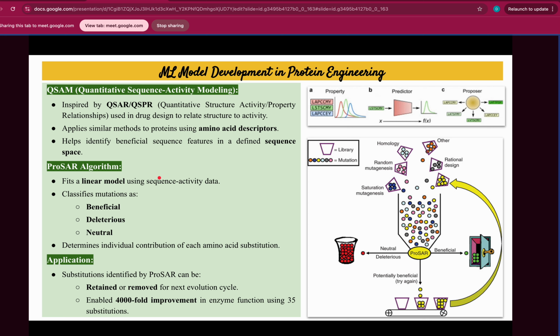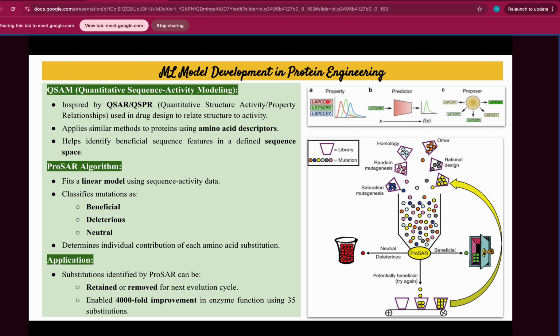We already have data and we know how the sequence is responsible for the activity. For each sequence we have this data, and then we classify our mutations, whether that particular mutation will be beneficial, deleterious or neutral, and we determine which of the mutations will be beneficial. Those mutations will be considered and performed in the experimental setup.